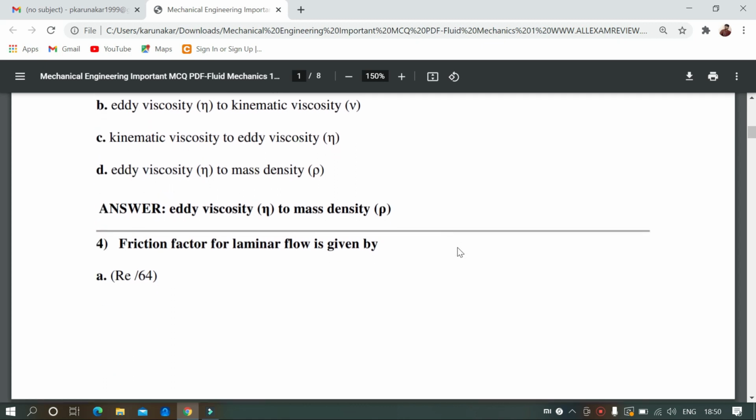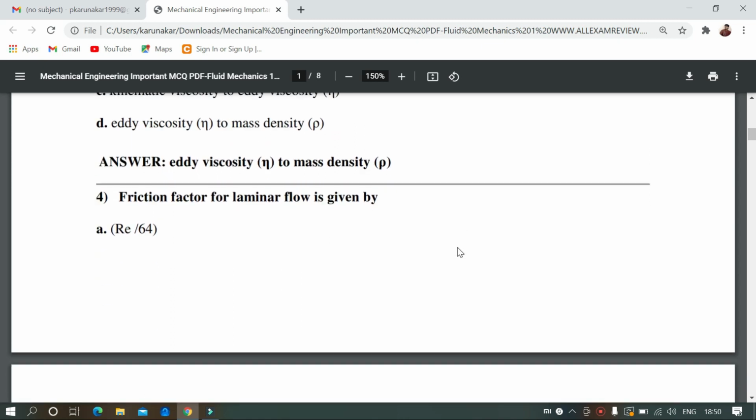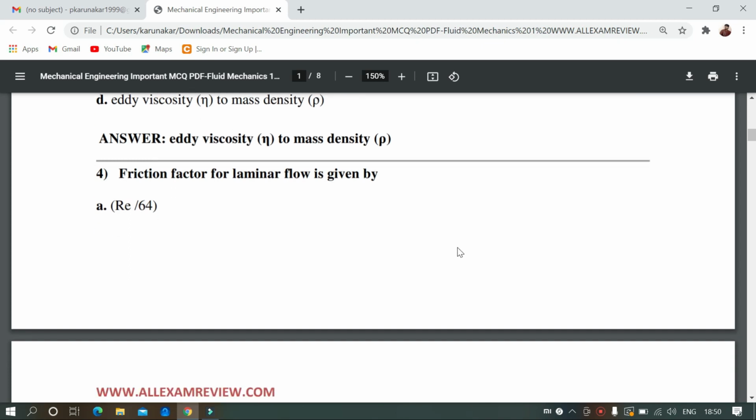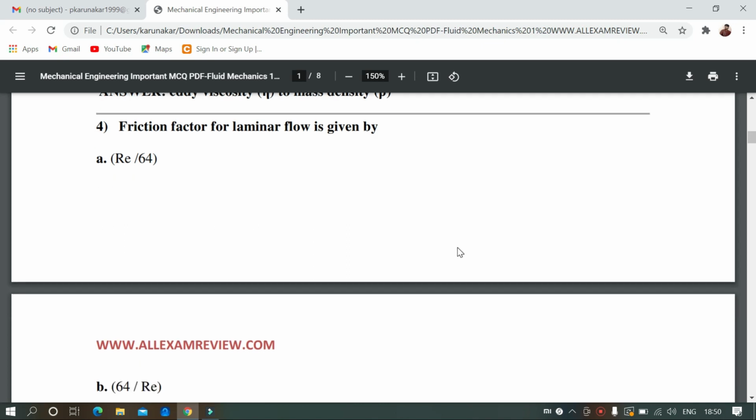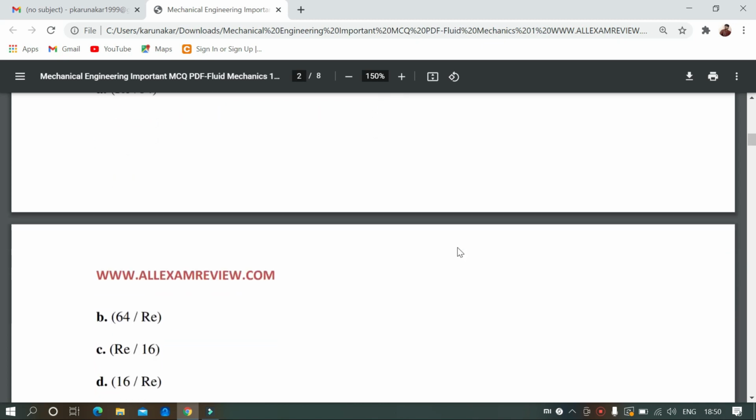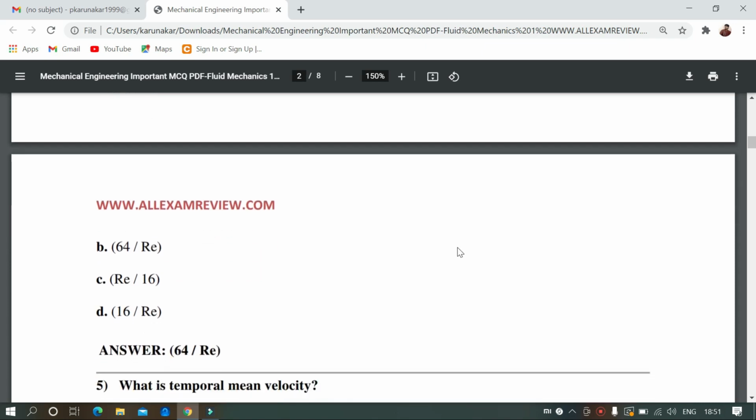Okay, so next question: friction factor for laminar flow is given by. So here we are asking the friction factor for the laminar flow. We have types of flow, right? So they are asking the laminar flow friction factor. So the options they given are RE by 64, 64 by RE, RE by 16, and 16 by RE. The correct answer is 64 by RE.